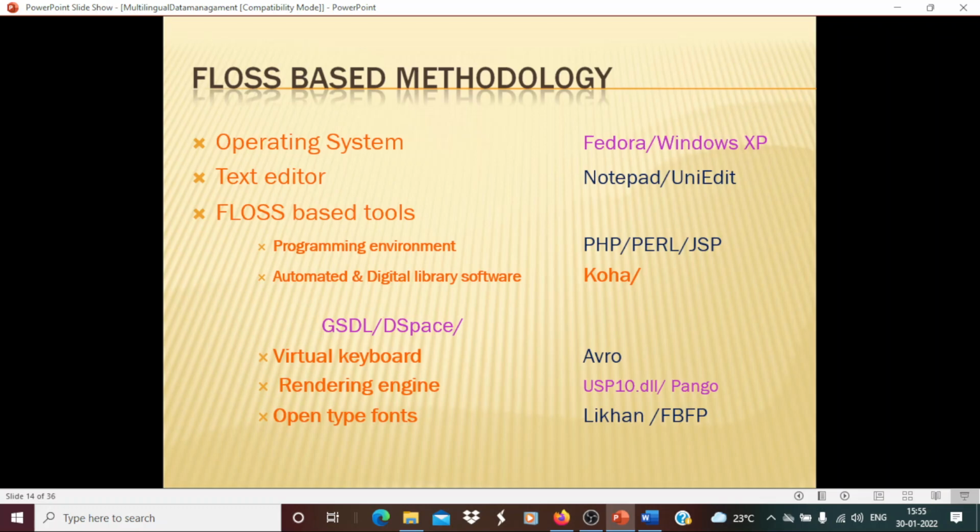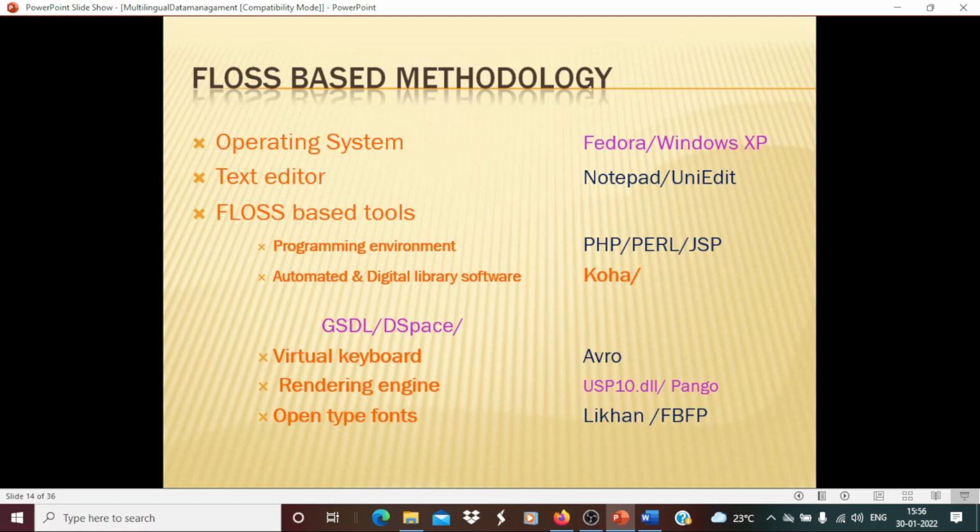In the next tutorial, we will be learning how the Koha text retrieval engine can be tuned to handle multilingual characters. Then virtual keyboard, for example, in case of Bengali language, you can use Avro. In case of Hindi, Bolnagri is there, or as I said, a different kind of browser-compatible virtual keyboard for your users for easy typing. Rendering engine for Windows operating system is USP10.dll, for Linux it is Pango, and different OpenType fonts are available.